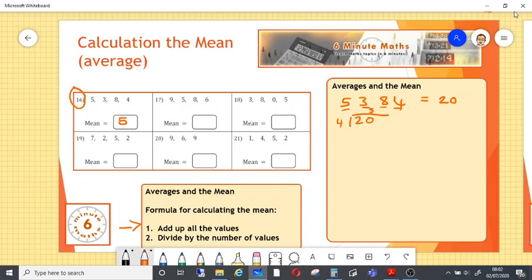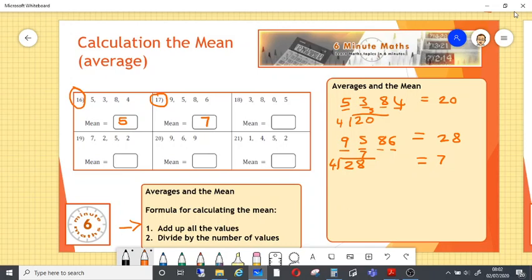Let's have a look at another one, the next one along. So we've got 9, 5, 8 and 6, and if we add those up, 9 and 5 is 14, 8 and 6 is also 14, so they come to a total of 28. 28 divided by 1, 2, 3, 4 values. 28 divided by 4 is 7. I know my times table, so that's quite good. So the mean for this question is 7.